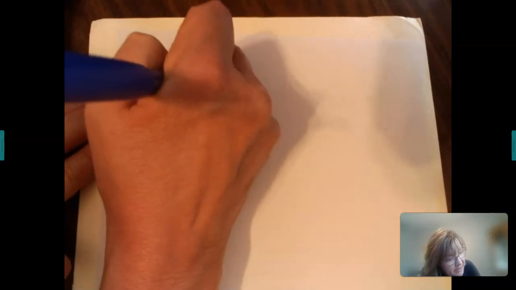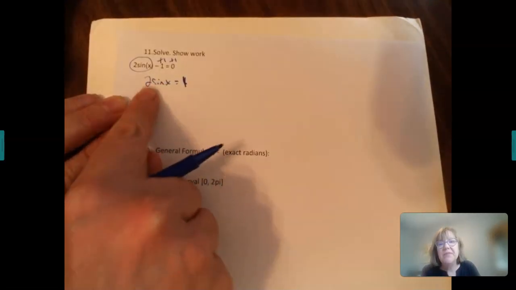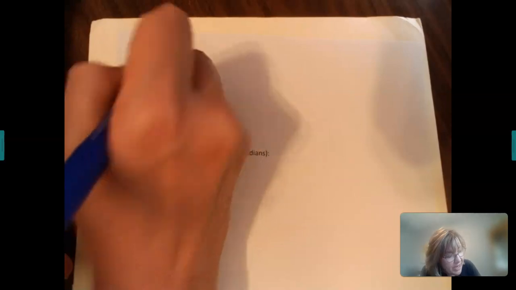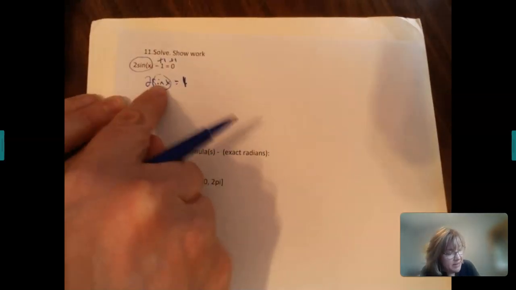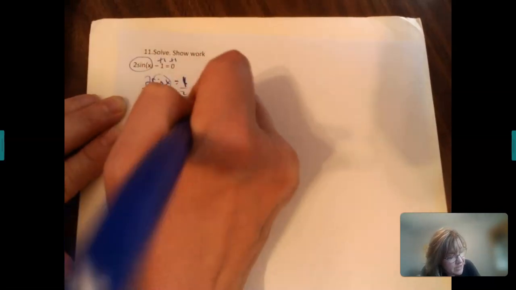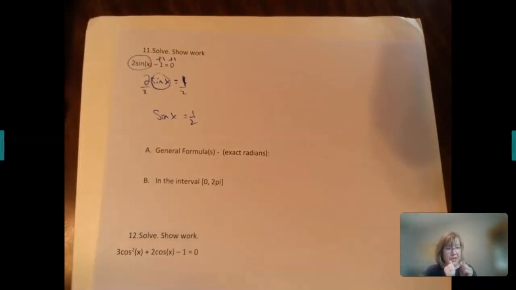And so I isolated by adding first, right? Then I'm going to divide to isolate. So I isolate kind of the chunk. Now I'm isolating the actual function. So dividing gets rid of that. So sine of x equals half. Now again, when you're solving a trig equation that's normal, you expect two equations usually to pop out of it.